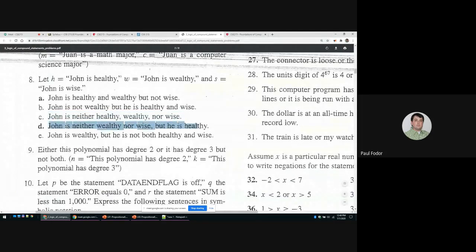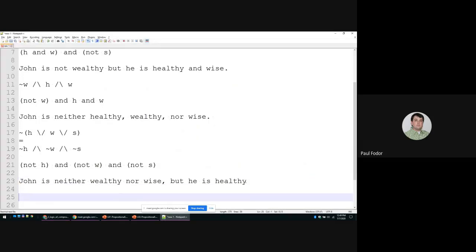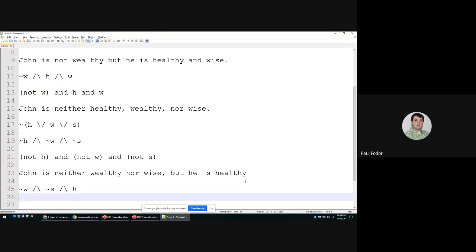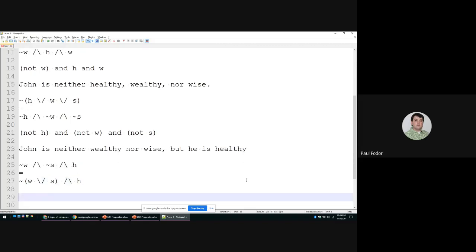John is neither wealthy nor wise, but is healthy. Okay. So, not wealthy and not wise, but healthy. And of course, you can rewrite this into the negation of wealthy or wise, and healthy. Okay, so it's basically De Morgan's rule.